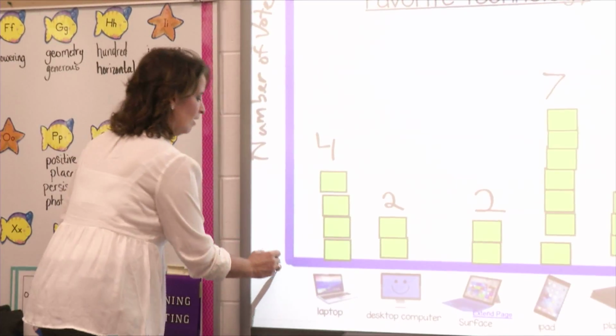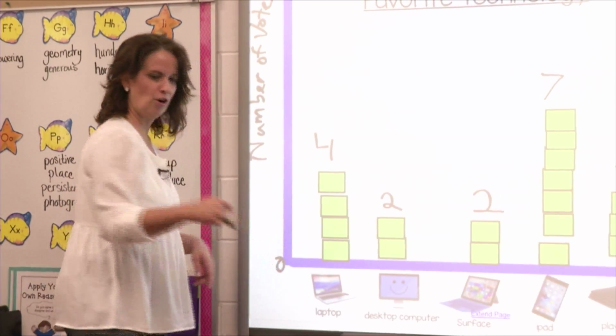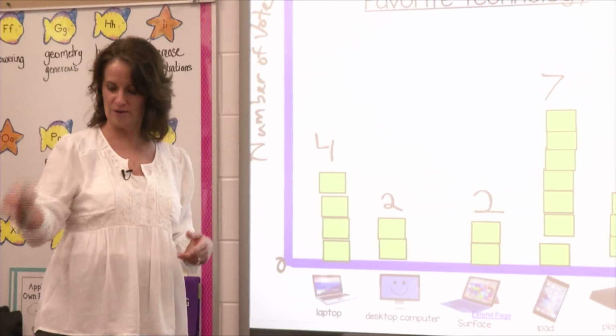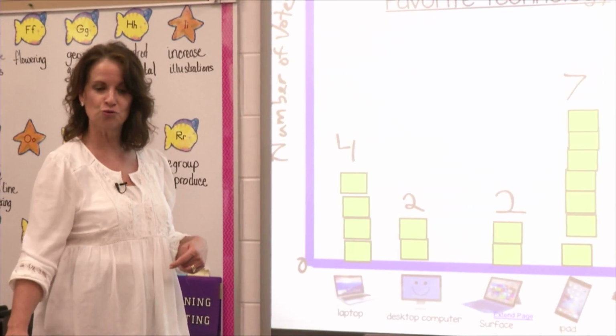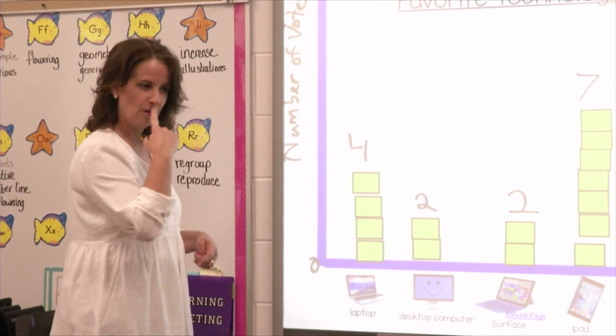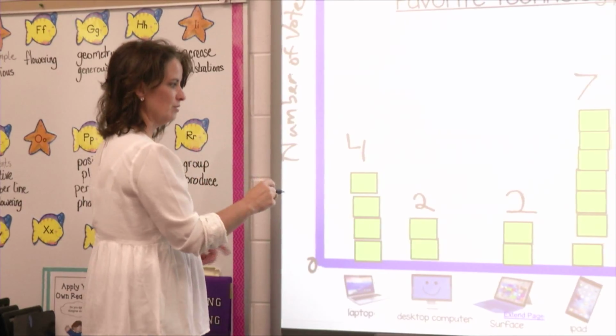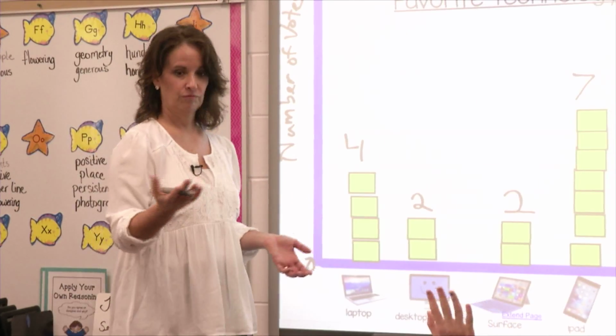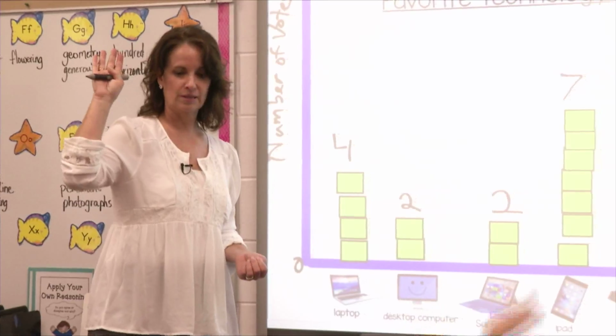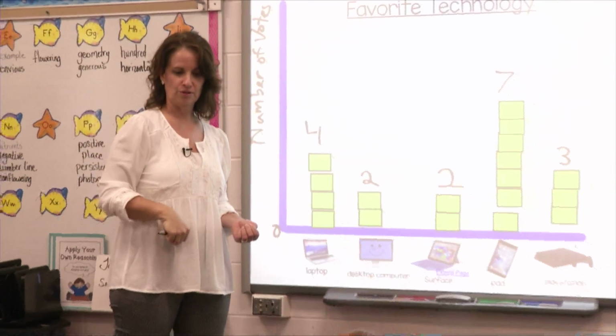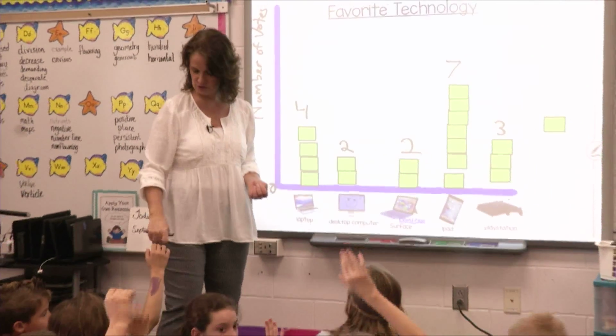Always start at 0 down here. How should I go, in what increment? Because Caleb said it was going by 2s on the other chart. Mallory? Go by 2s? Who votes for 2s? Hands up. Who votes for not 2s? All right, why not 2s?